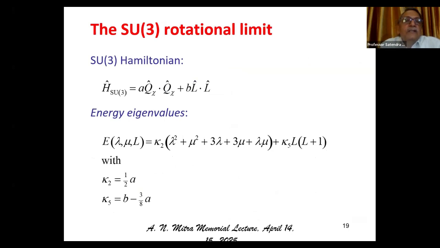Now this is the SU3 rotational limit. The Hamiltonian is there and the eigenvalues are there. Here K2 is lambda square plus mu square plus 3 lambda plus 3 mu plus lambda mu. It is the Casimir operator of the SU3 limit. Next slide, please.